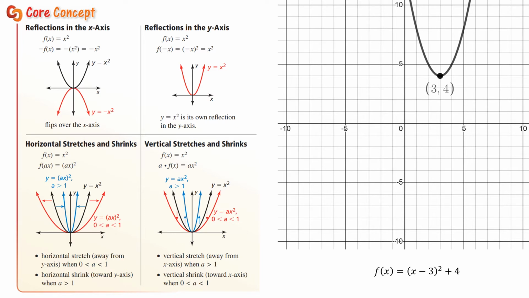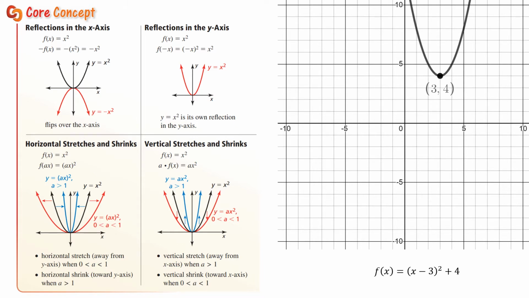We can also horizontally stretch or shrink something by placing a value other than 1 or negative 1 inside the parentheses. Let's say, for example, we take a 2 and so it's 2x and we square that. Now that's going to become 4x squared.